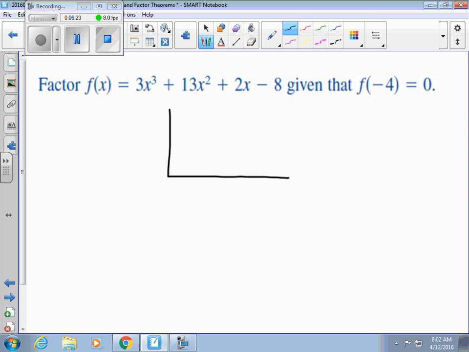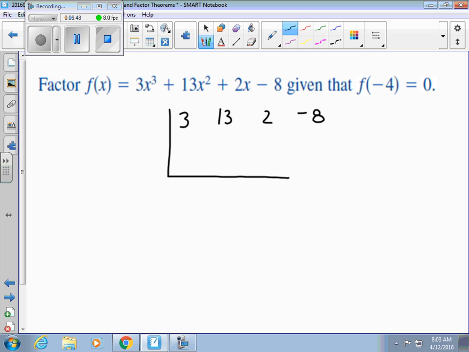Okay, I want to talk about the first part of this real quick. If you're not quite finished, take a look at it, then I'll pause again and let you finish the end of it. The first part, just to make sure you're getting it set up right, is to make sure you don't skip any degrees: x to the third, x to the second, x to the first, constant term. This one doesn't skip any degrees. So use all the coefficients that are shown: 3, 13, 2, and negative 8.